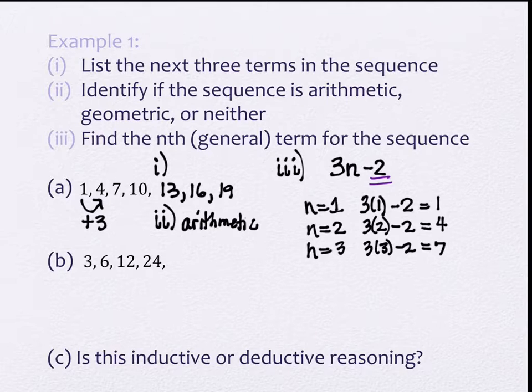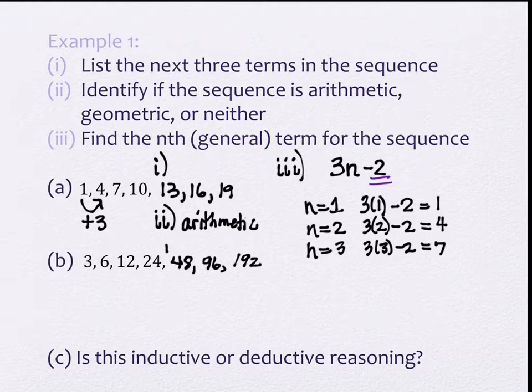Turn to a neighbor when you're done. Check and see what they have. Okay, what'd you guys get? What's after the 24? 48, and then 96, and then 192. Whoops, 192. There we go.